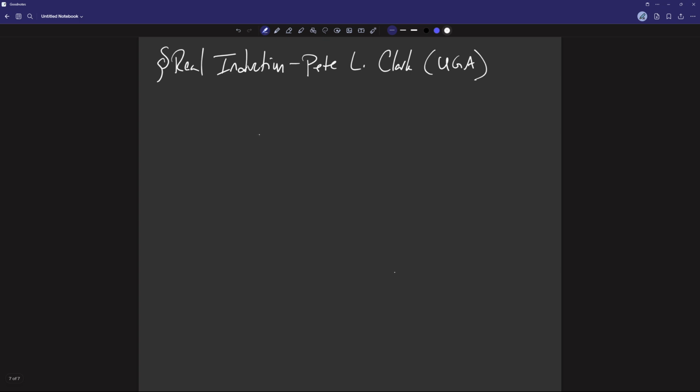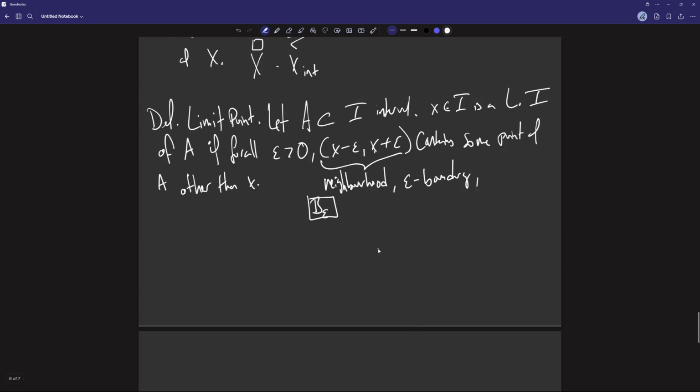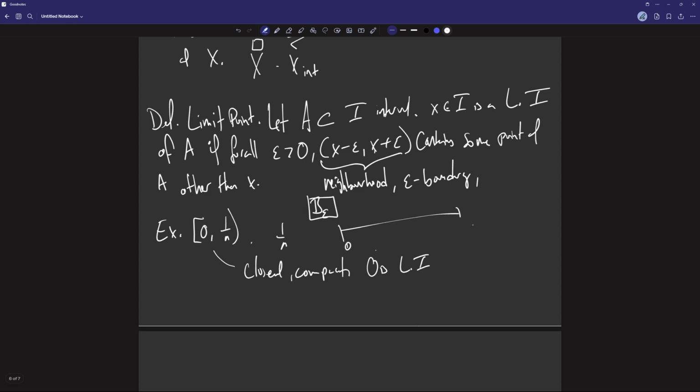Wait, we need examples of closure, interior, and limit points. Do we really need examples? For a limit point, let's take 0 and 1 over n. As n gets large, this set is going to be closed, compact, and 0 is the limit point. I think that's the biggest example most people know. So let's just take 0 to 1.